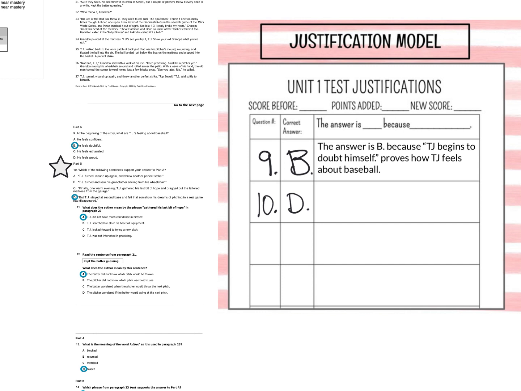Now, watch this trick. Since part B questions, like this one here, prove part A questions, all I have to do is copy the best answer. And it says, but TJ stayed at second base and felt that somehow his dreams of pitching in a real game had disappeared. I just have to copy that for my evidence and then show how it supports part A. So let's get to it.